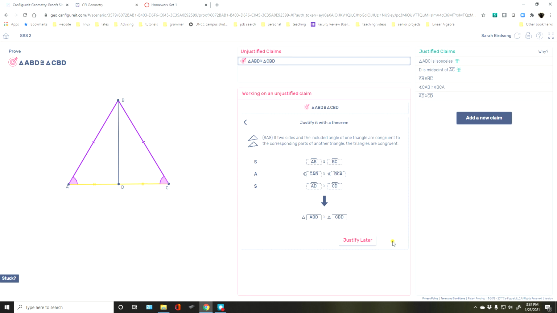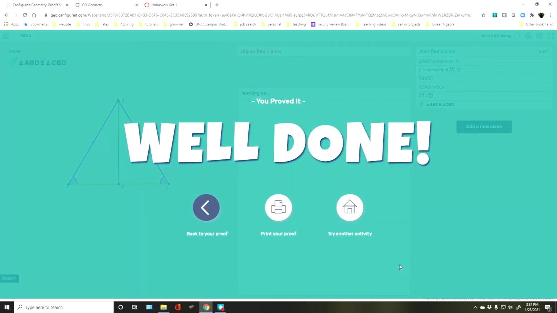And notice, as soon as you get that target goal, that claim justified, which was the one you wanted to get to, it doesn't allow you to keep going. It says, bam, you're done.